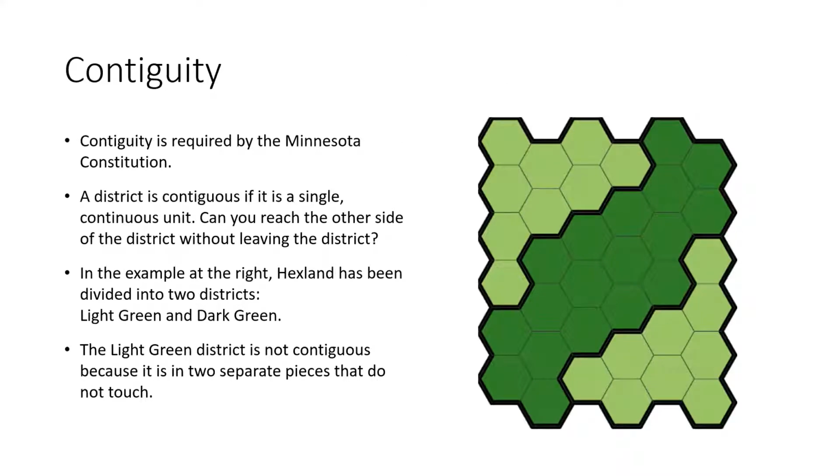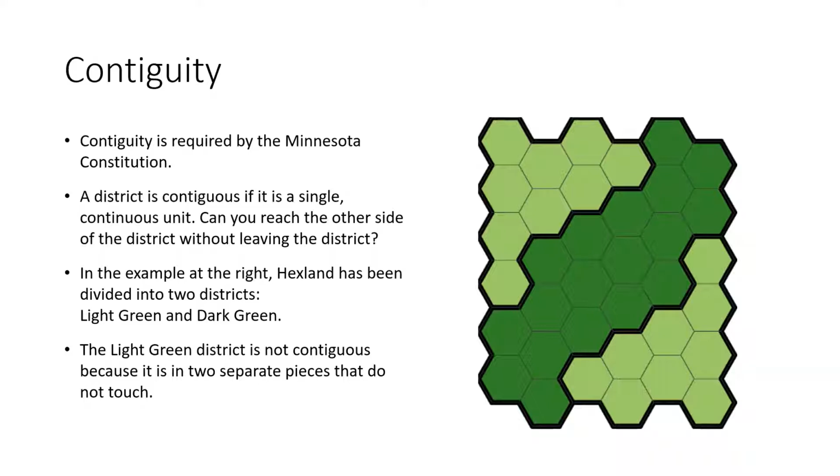Contiguity is a fairly easy one. Contiguity is required by the Minnesota Constitution, and I believe every state requires contiguity. Contiguity means a district is a single continuous unit. In other words, you ask yourself, is it possible to reach the other side of the district without leaving the district? So in this example of Hexland, we have two districts, a light green district and a dark green district. This is two districts, not three, two.